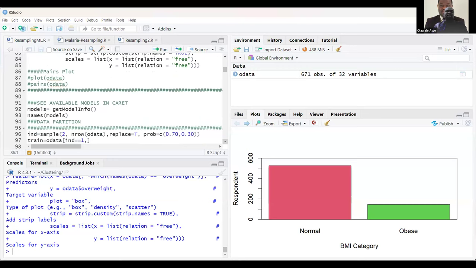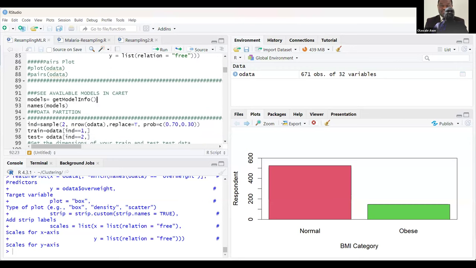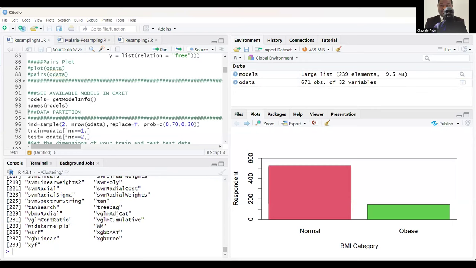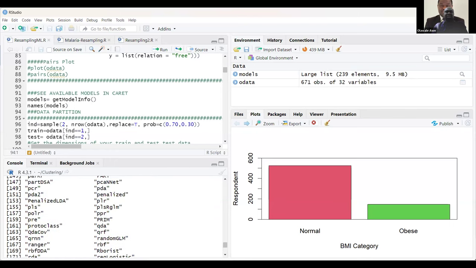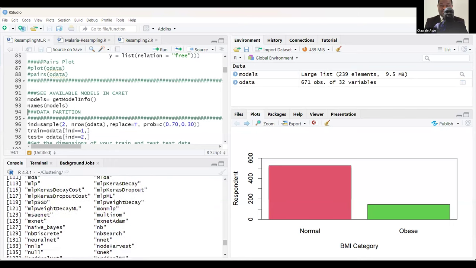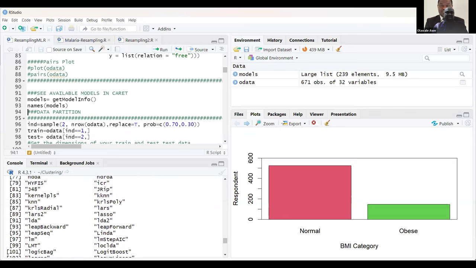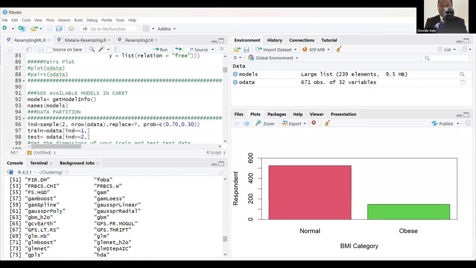Now, I'm going to use caret. Like I said, caret is a package which can be used for your machine learning algorithms. It does a lot of algorithms in there. It has several. If you want to look at the number of algorithms in caret, we have about 239 kinds of models in caret. As you can see here, you can easily run any algorithm through these caret classification and regression trees.